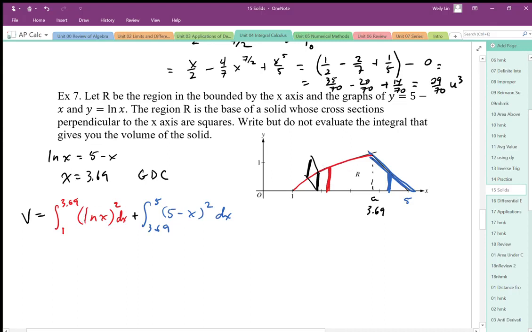The red represents the integral that generates the solid here. The blue represents the integral that makes the solid here.